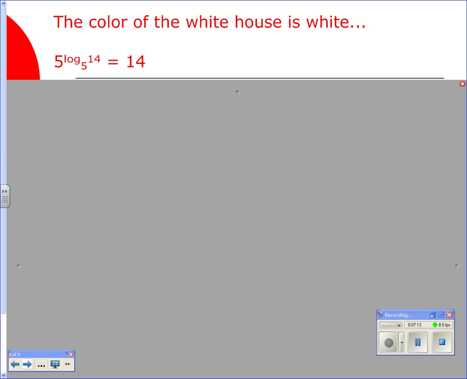What happens here, this 5 and log base 5 cancel out. And what are you left with? 14. Does that make sense? So your answer is 14. That's it. No, 14 to the 5th isn't it, it's 5 raised to log base 5 of 14.